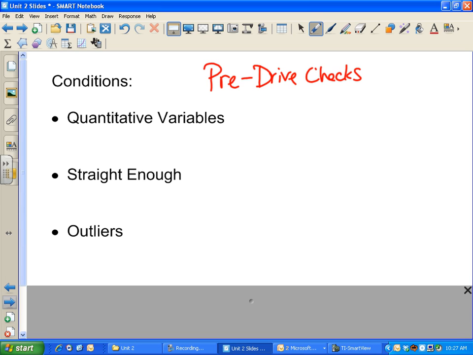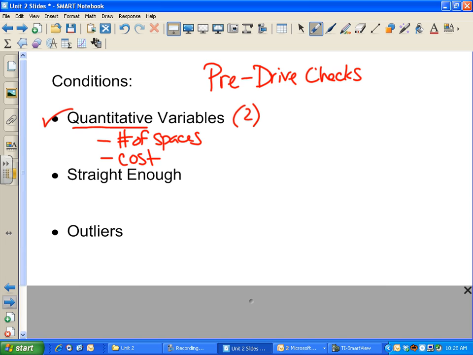Quantitative variables. Make sure you have 2 and make sure they're really quantitative. So in my Monopoly example from last time, I know that the number of spaces is quantitative and cost is quantitative. So I'm good to go there.